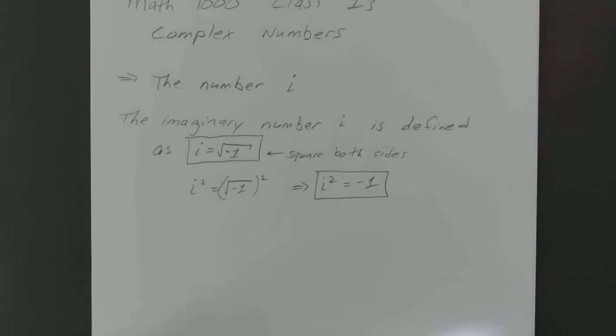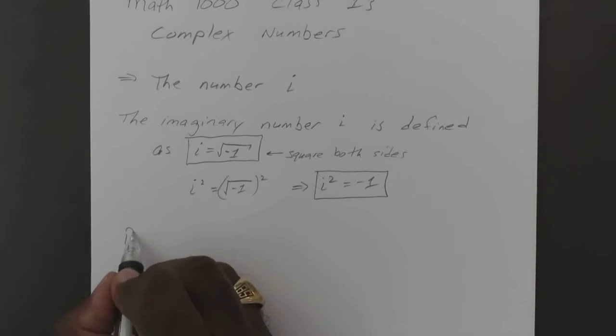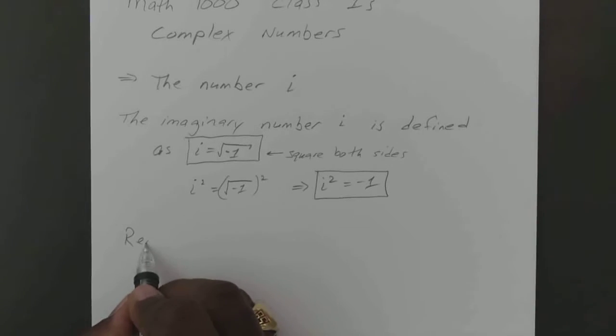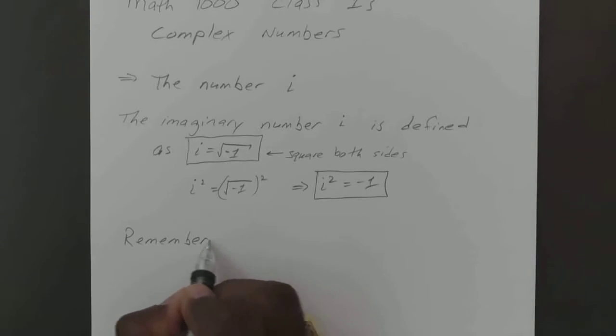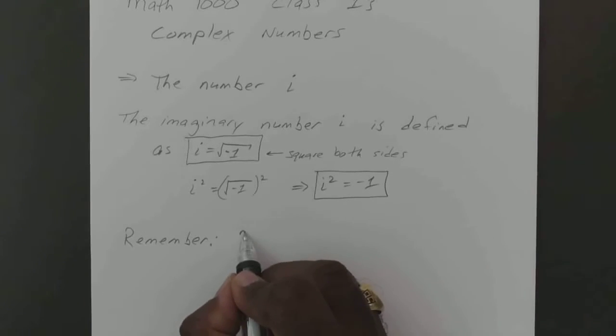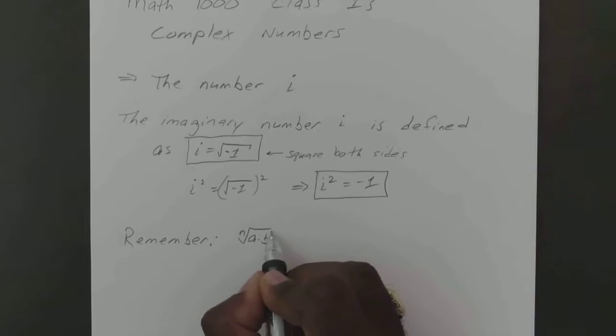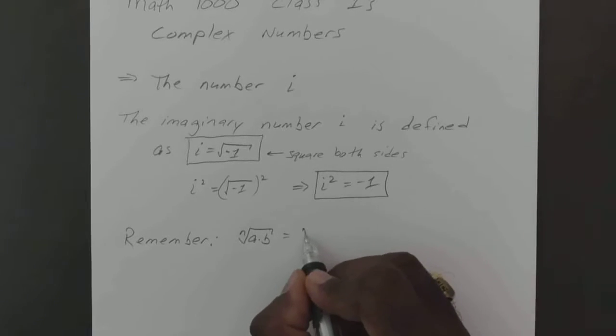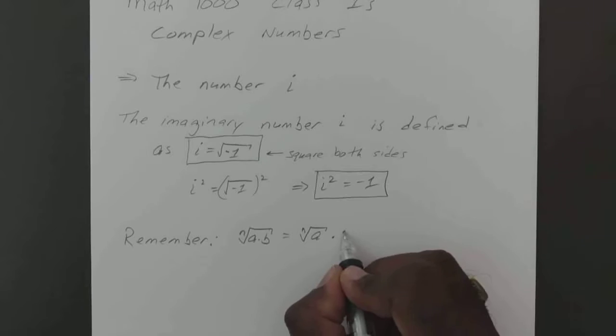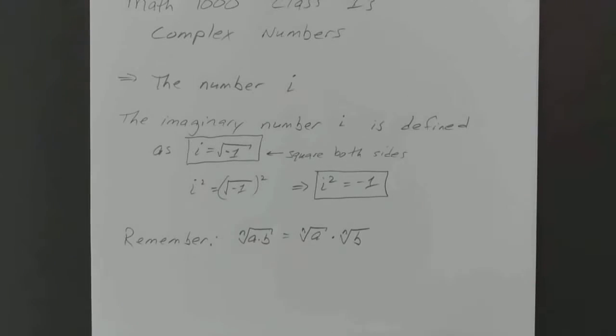Okay, so let's say, for example, you have to remember that the nth root of a times b equals the nth root of a times the nth root of b. This is how we're going to simplify the first round of complex problems or complex terms.